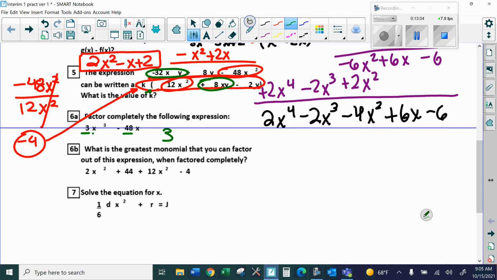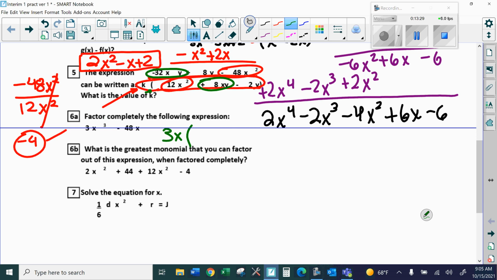Now I look at the x's. Here I have 3 x's, x cubed. Here I only have 1. I can't take out more than 1 because this second term only has 1 x in it. The first term has 3 of them. So I can only take out 1 at most from each term. So I take out the 3x, that's the GCF. And now I write what I have left after taking out that 3x.